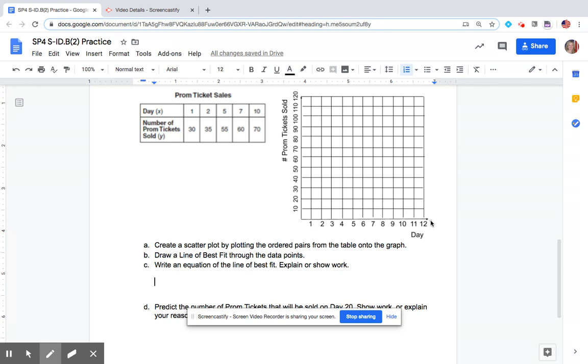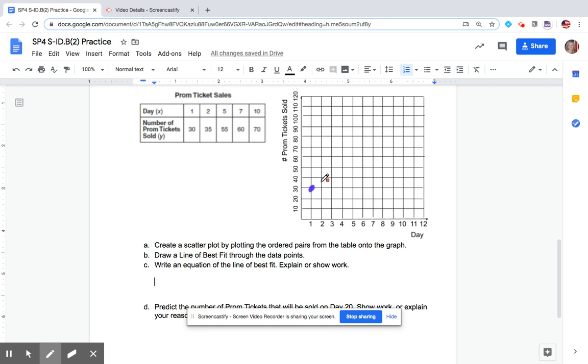The independent variable here is time in days, and we're counting by ones. The dependent variable is number of prom tickets sold, and the fewest number that was sold was on day 1, it was 30. The most sold was on day 10, it was 70. So we've decided to count by tens, going from 0 all the way up to 120. On day 1, there were 30 sold, and there's my dot for (1, 30).